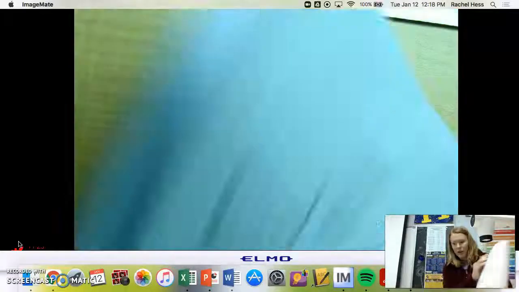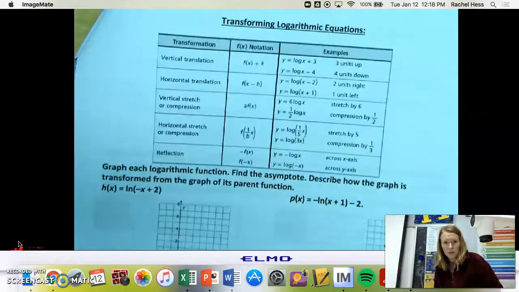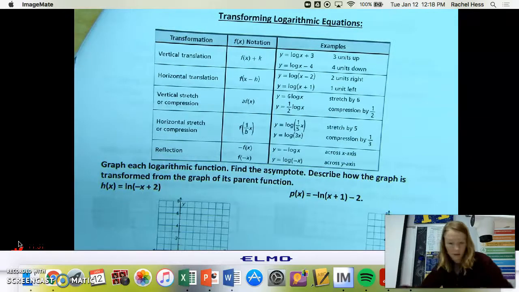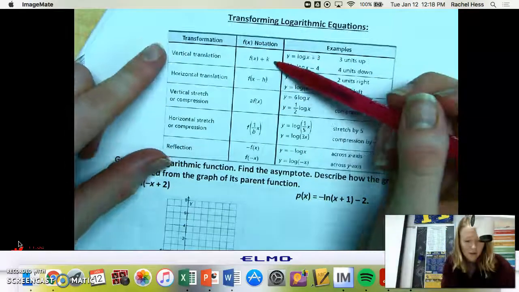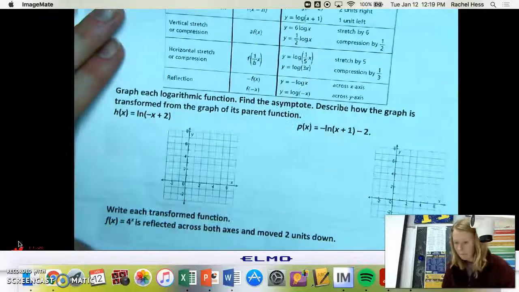Okay, moving on. For transforming logarithmic equations, it's a very similar concept. We don't need to talk about this table again. Vertical means with, or on the outside, horizontal is on the inside with x. But the same rules apply.